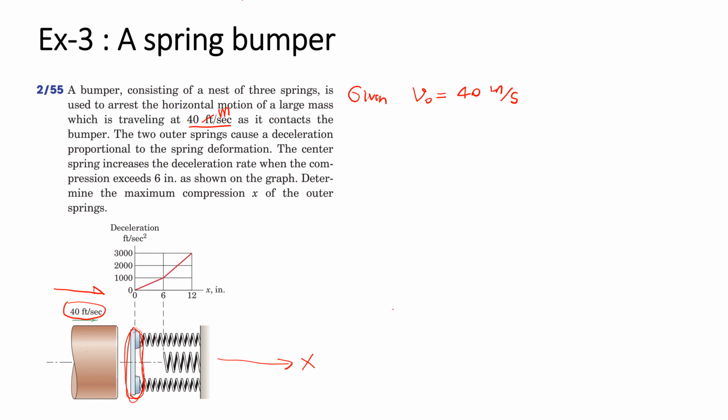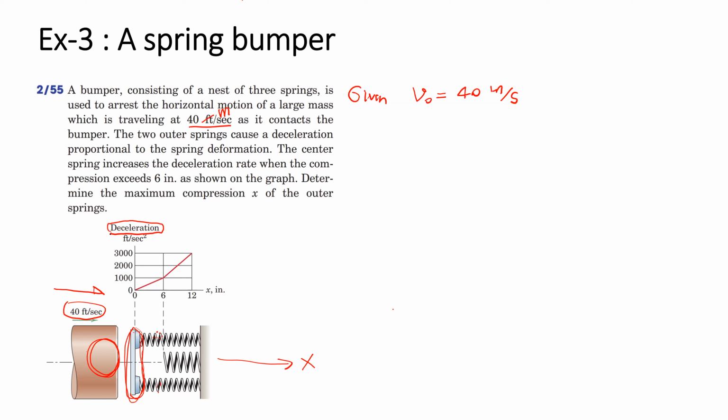And then it tries to compress the spring, these two springs. The spring tries to resist the motion of the object. The object is going to the right-hand side, but the spring tries to resist the motion. And it provides the deceleration to the moving object.